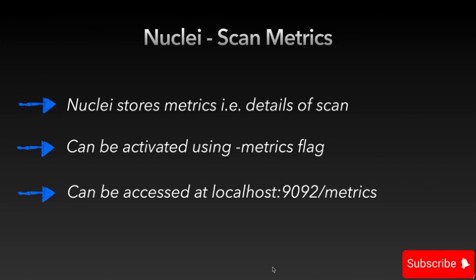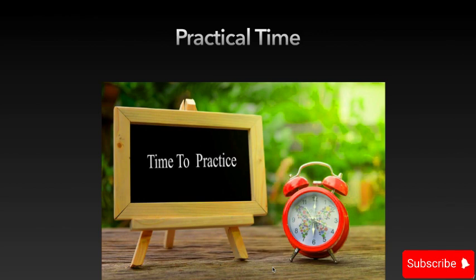Now, how do you activate this specific flag? You can simply specify -metrics and Nuclei will start saving the details of the scan that is currently ongoing. And the really awesome thing is that you can also track those metrics directly from your browser by going to localhost and a port number, which is 9092. So it is the practical time, and let's see how you can activate this flag and see the metrics in real time.